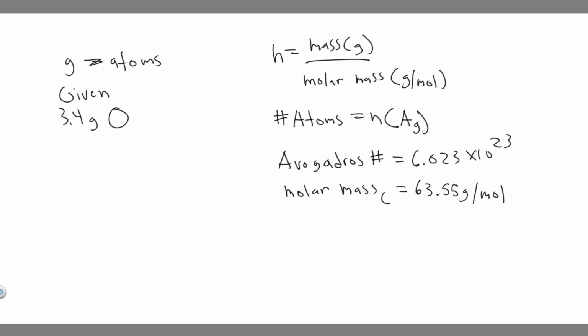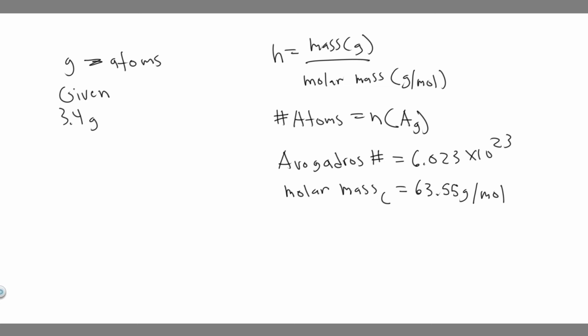What we're going to do first is find the number of moles, and then we're going to convert from moles all the way into atoms. So first we have to find the number of moles, and the way you do that is by taking the mass, in this case 3.4 grams, and dividing by the molar mass. The molar mass is just a value you can look up. It's different for each material. In this case, for copper, the molar mass is 63.55 grams per mole.